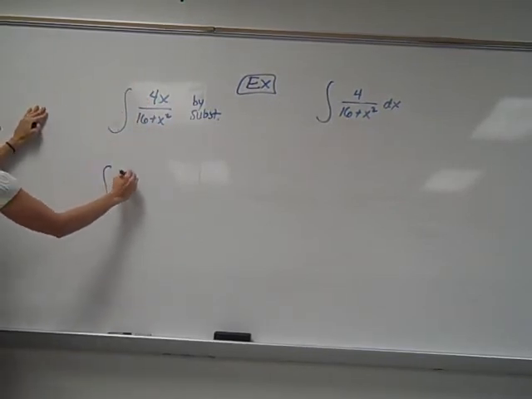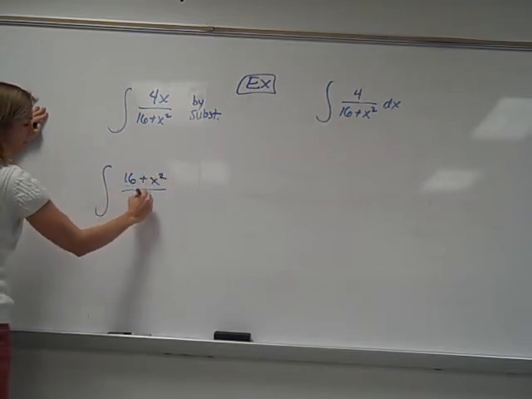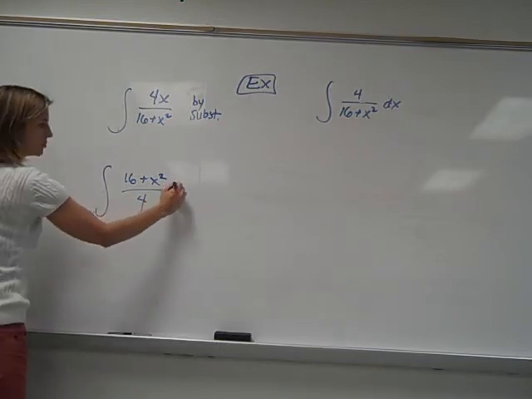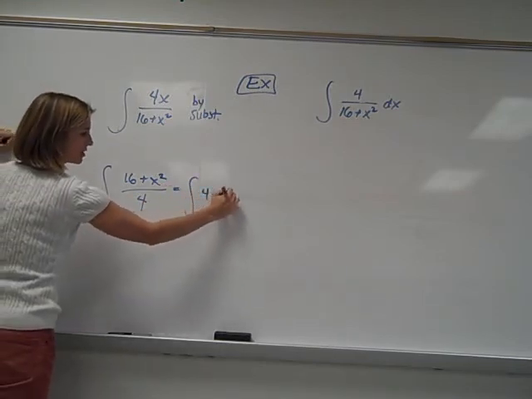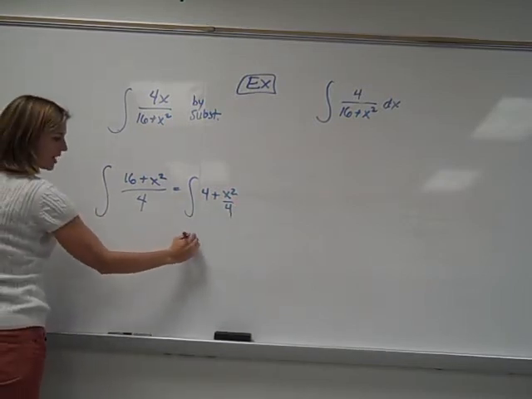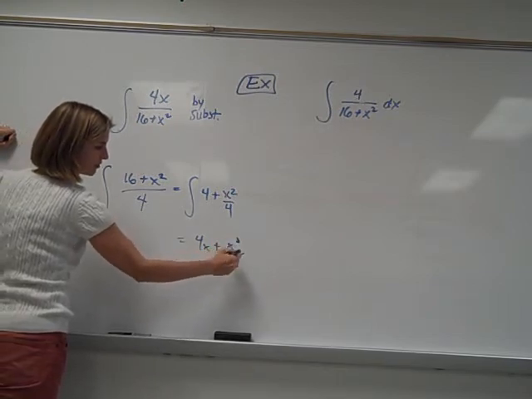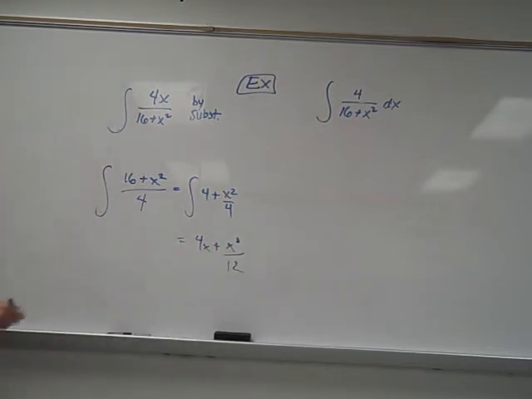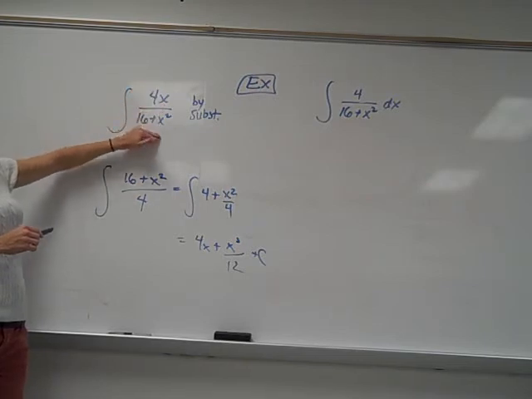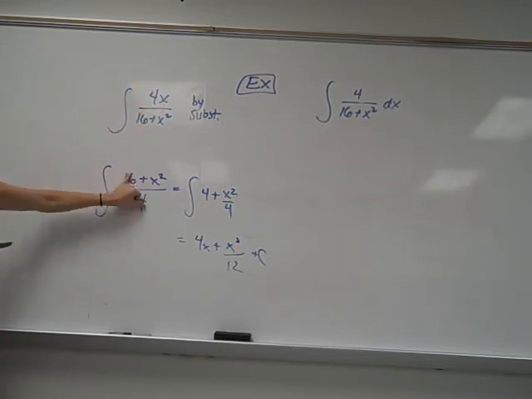You also could do it if it was upside down. If I had that same thing but upside down, I would split this into 4 plus x squared over 4 and do them both separately. So I'd get 4x plus x to the third over 12 and multiply. Do you know what I mean? Those two are totally doable. If you have this in the bottom and there's an x on top, I can do it with substitution. If it's this way and I can split it into 2 fractions, I can do it the way we've been doing it.